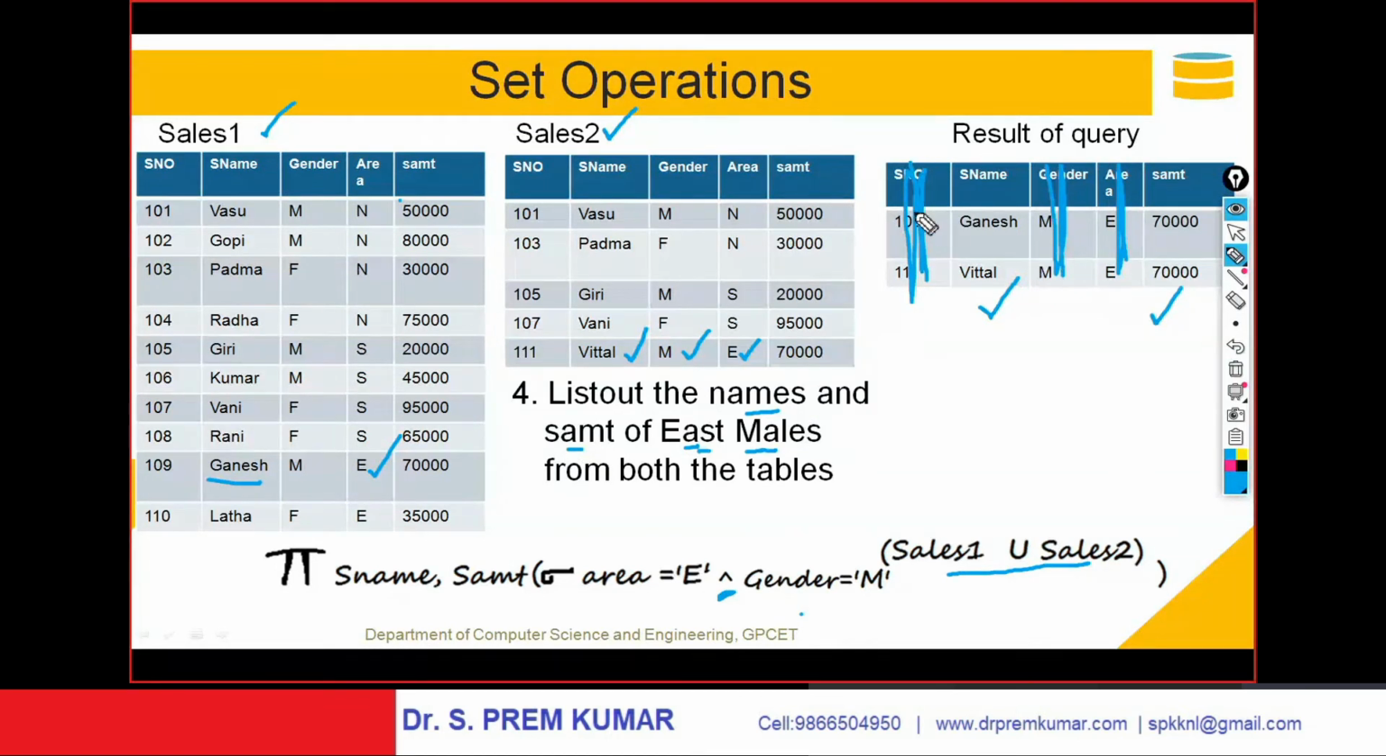Why are you not getting this? Because I am not projecting the salesman number. I am not projecting the gender. I am not interested in the gender. I am not interested in area. I am saying East males' names and sales amount I asked to project, and hence only the salesman name and sales amounts, only these two columns are projected. Names and sales amounts are projected.